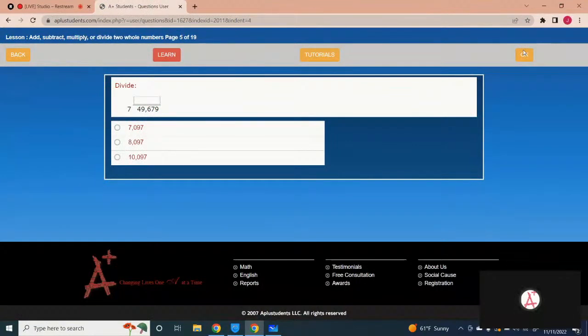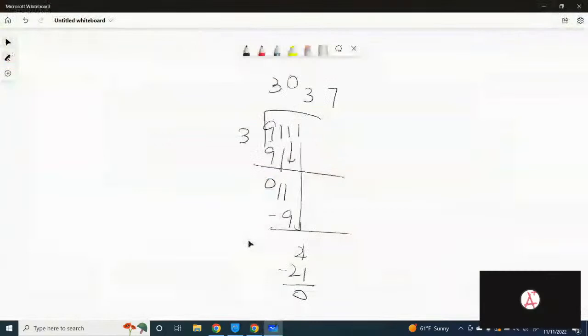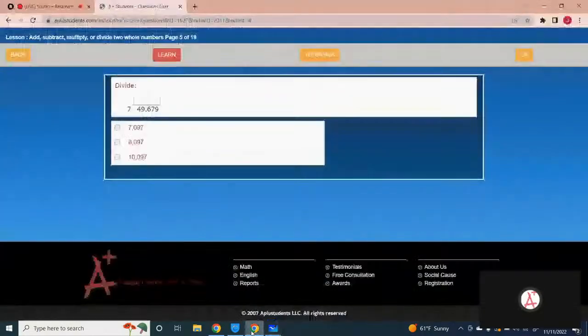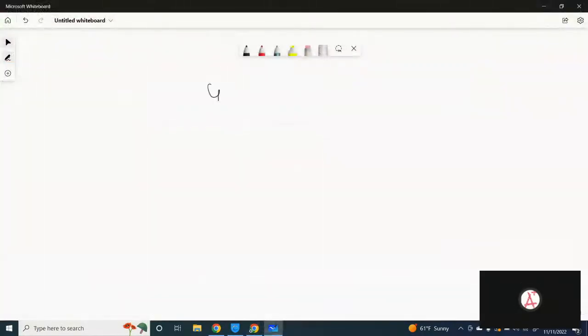Okay, the next one you have to divide 49,679 by 7. Okay, 7 times you have to make 49. 7 times what number is 49? 7 times 7 is 49.